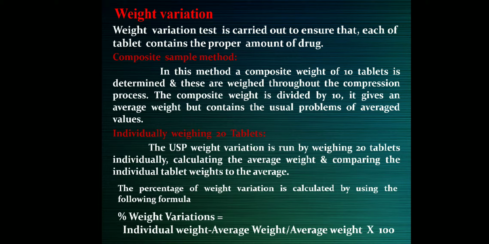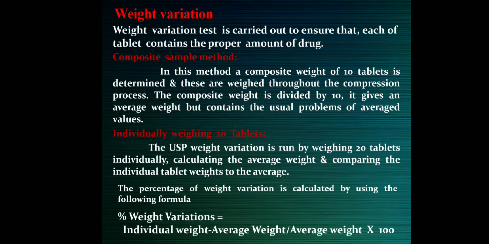Therefore, the individual weight of tablet method is generally carried out for weight variation. The USP weight variation test is run by weighing 20 tablets individually, calculating the average weight and comparing the individual tablet weight to the average. So first we take 20 tablets, calculate their individual weights, then take the average from those individual weights and compare with the standard values.